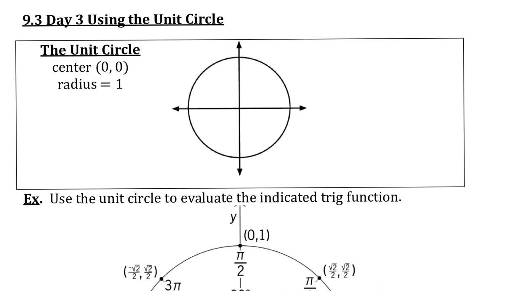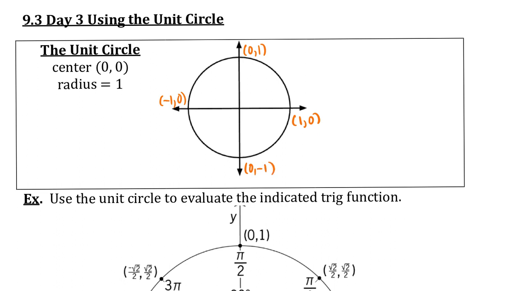Okay, 9.3 day 3, we're going to use the unit circle and see why it's useful. But first I'm going to remind you that the unit circle has a center of 0, 0. It has a radius of 1, which means if I go to the side, this is 1, 0. If I go from the origin up, that's 0, 1. If I go from the origin to the left, I get negative 1, 0. And if I go from the origin down, I get 0, negative 1.